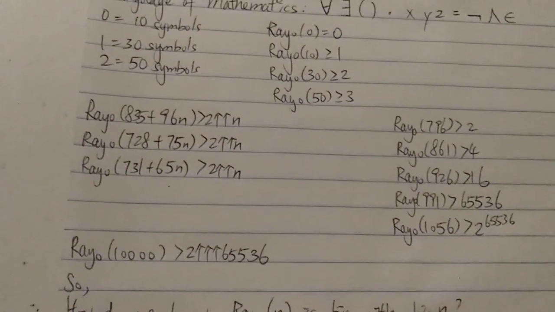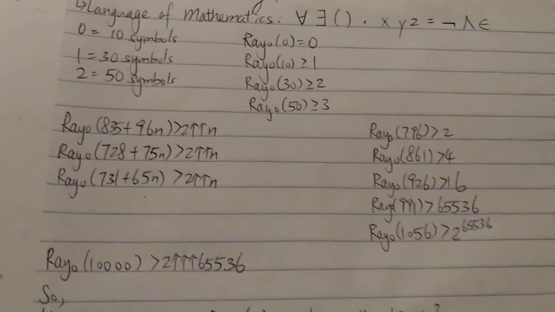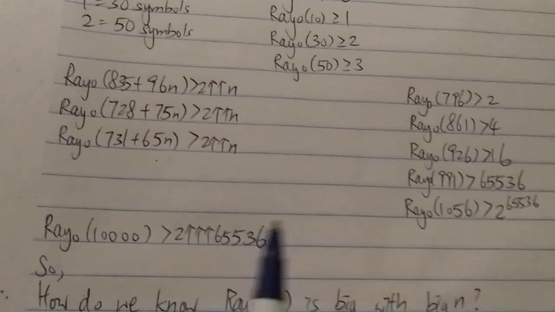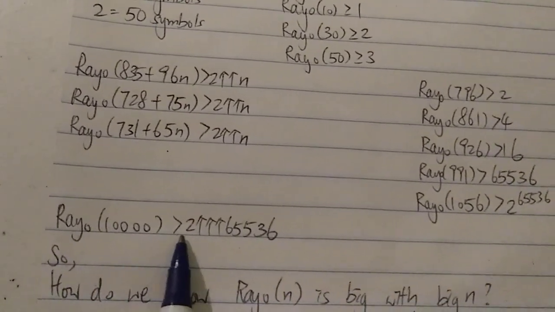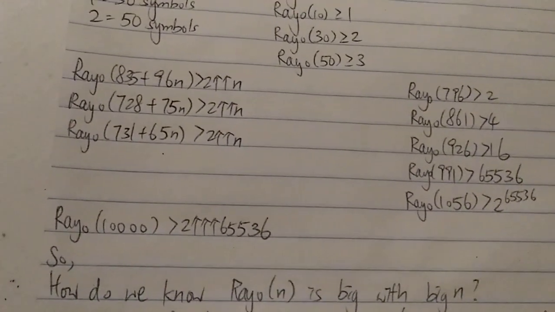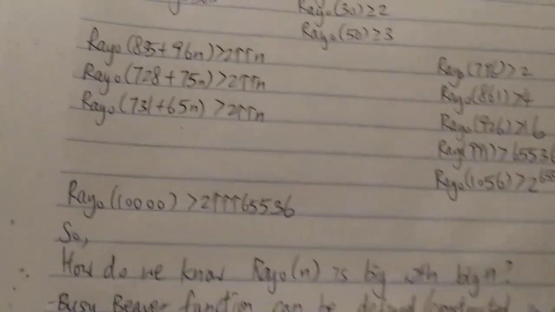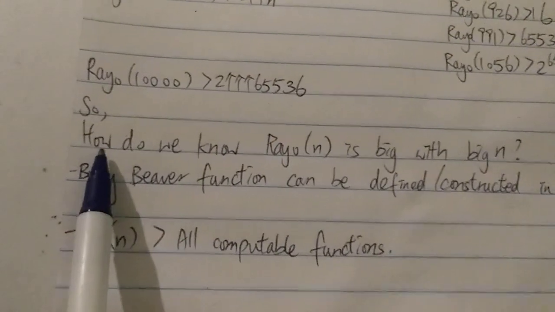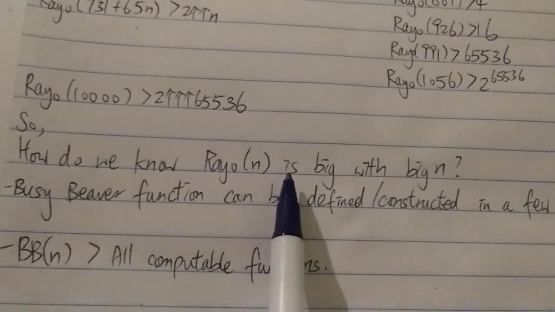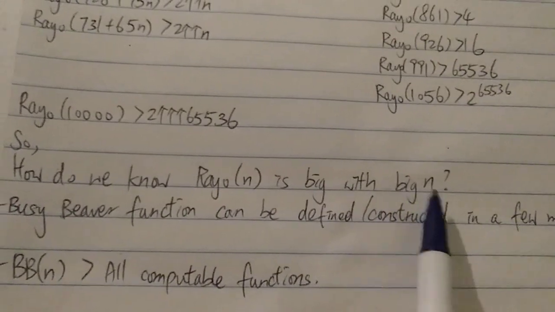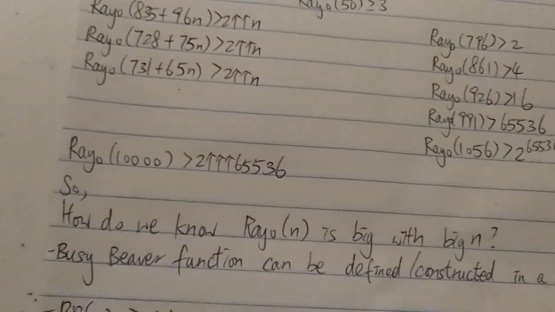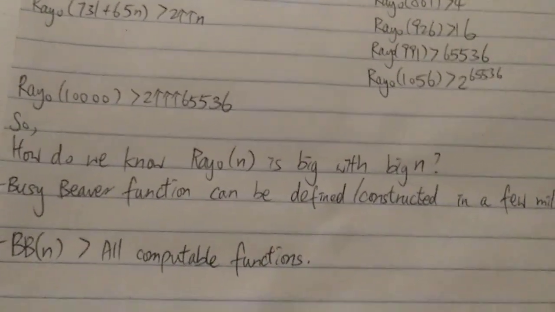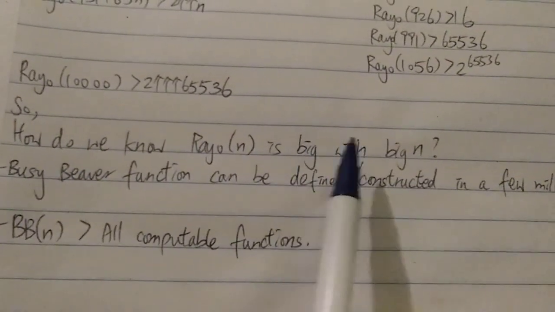There's no algorithm to calculate it, and Rayo's number is one of the biggest numbers ever created or ever named. But so far it's not very impressive, even Rayo 10,000 is definitely not a very, very, very big number in terms of the mathematical world, but in the world of big numbers. So you may ask, how do we know that Rayo N is big with a big enough N? You may think that 10,000 is kind of big already, but the result is still not very impressive. So how do we know that?